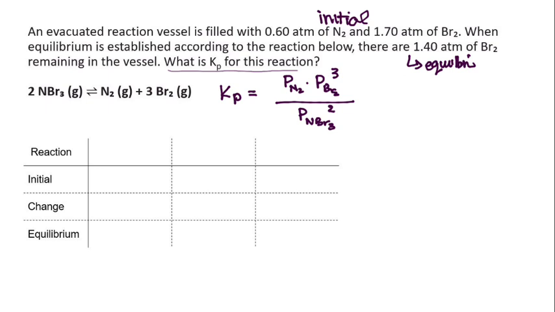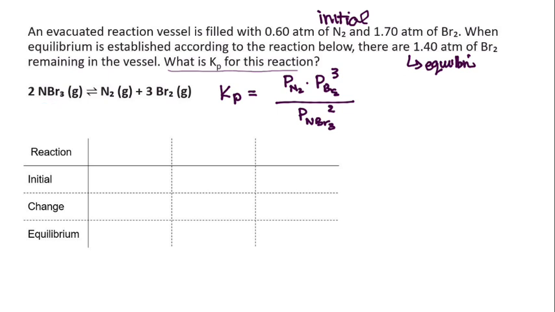So we're looking for K. We have initial amounts, and we have equilibrium amounts. What connects all of those things? Well, we can organize all of this information in an ICE table, sometimes called a RICE table. The table I have set up below has 4 rows: reaction, initial, change, and equilibrium. And it has 3 columns, one for each of the 3 components of the reaction.